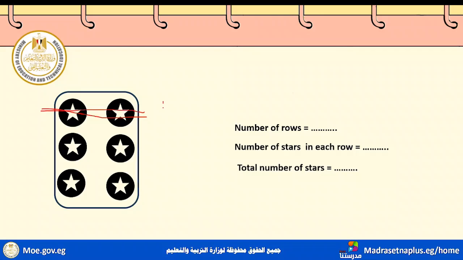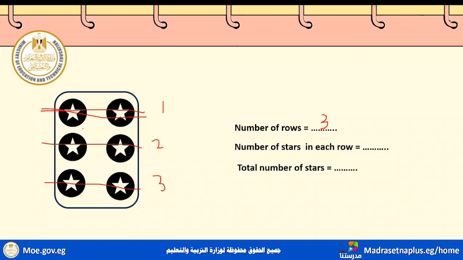This is 1. This is 2. And this one is 3. So how many rows does this array consist of? We can see by counting, 3 rows. Let's write 3. Now, how many elements in each row?